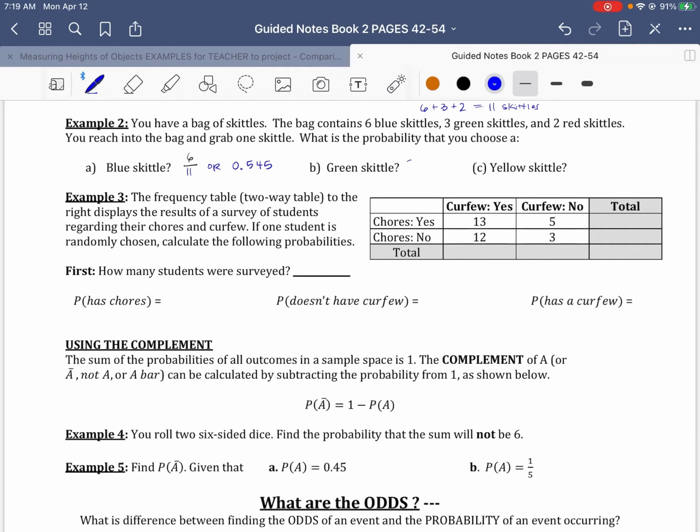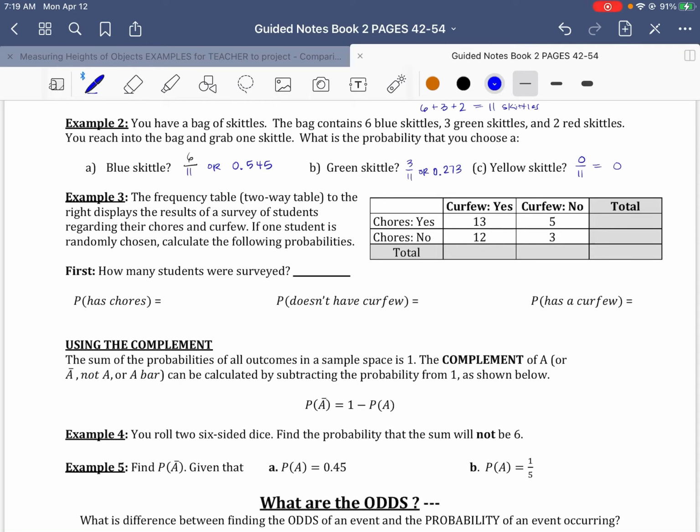A green Skittle. If you look in there, there's 3 green Skittles out of the 11, so we can leave it as 3/11, or in other words, we can write it as a decimal of 0.273. And then the probability of getting a yellow Skittle. If you look at this one, it doesn't look like there's any yellow even in the bag. So 0 out of 11 would be a probability of 0.